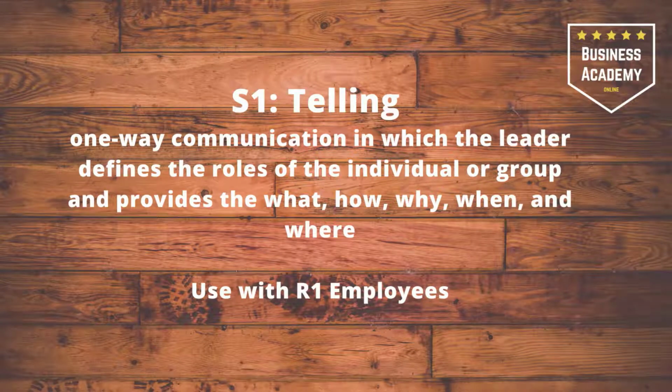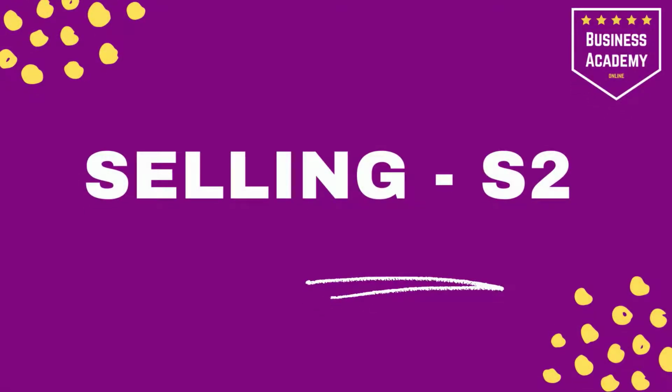This is a one-way communication in which the leader defines the roles of the individual group and basically tells them the what, how, why, when, and where. Tells them exactly what to do. And you would do this with R1 employees. Remember, these are the employees that are unwilling and unable. They need to be told exactly what to do. If you use that with an R4 employee, they are willing and able, and so they'll feel micromanaged and told what to do, and that could demotivate them.